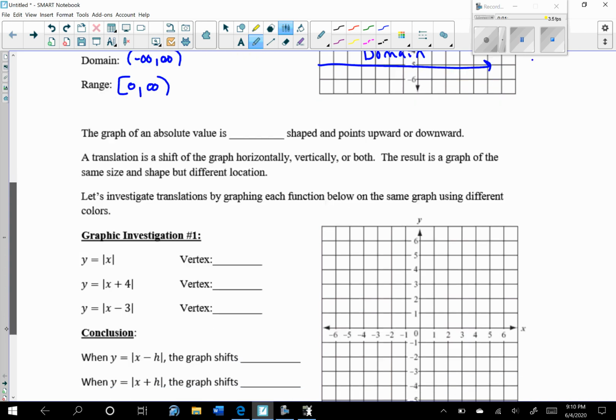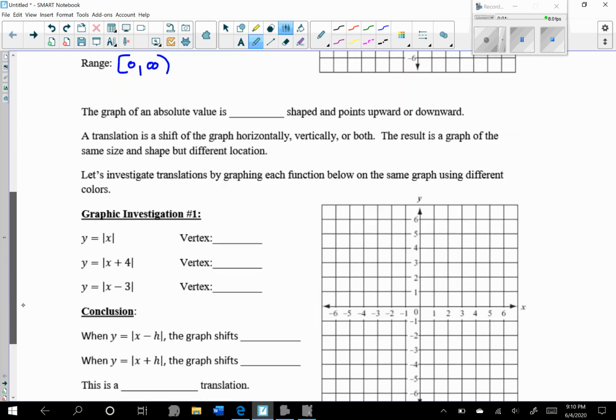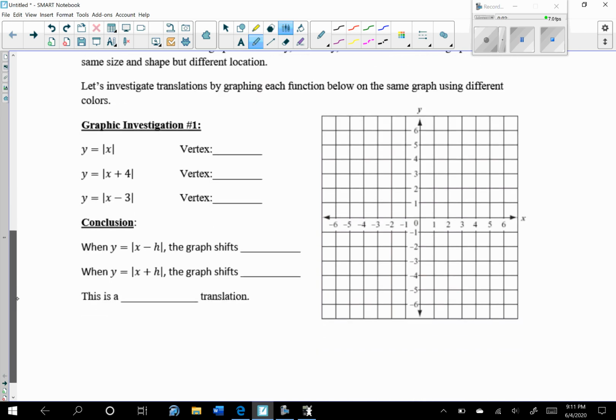The graph of the absolute value is, of course, we just can see here in our graph, V shape. So it points upward or downwards. And a translation is a shift of the graph horizontally or vertically or both. And the result is a graph the same size and shape, but just a different location. So for this next part, we're going to investigate translations by graphing each function below in the same graph using different colors. So why don't you go ahead and pause the video and do the graphic investigation on your own. When you're finished, you can unpause and check your answers.